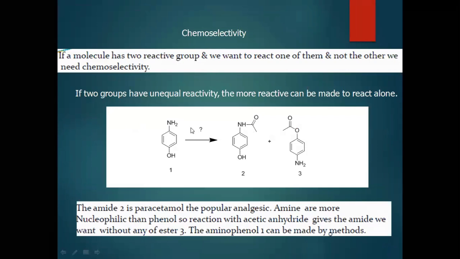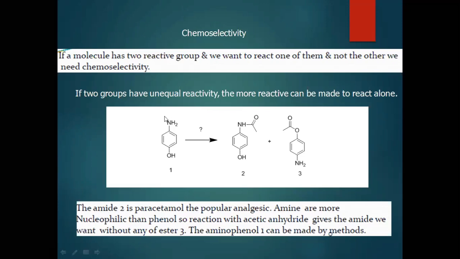No, you can treat with the acetic anhydride or acetyl chloride. Then there are two possibilities. NH2 and OH, both the functional groups can undergo reaction. But you know the reactivity, NH2 is more reactive over the OH. In such cases, this is the preferred reaction.